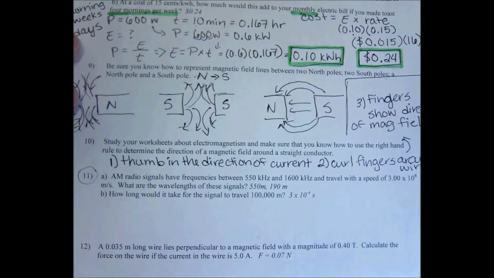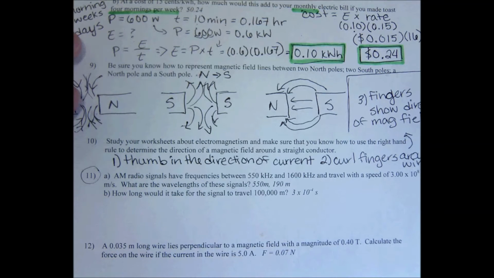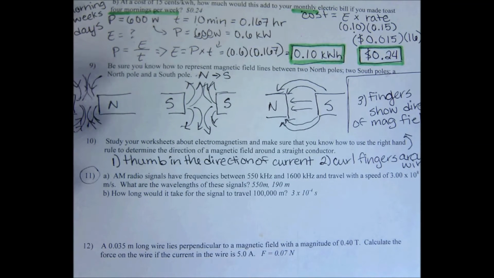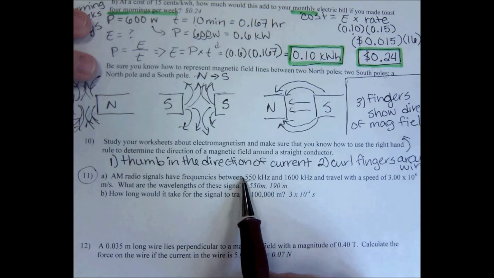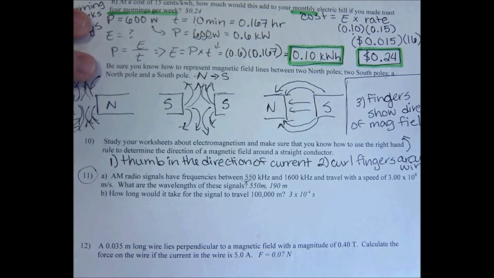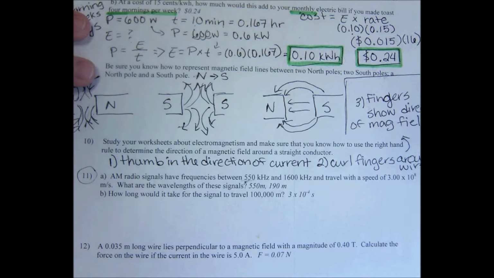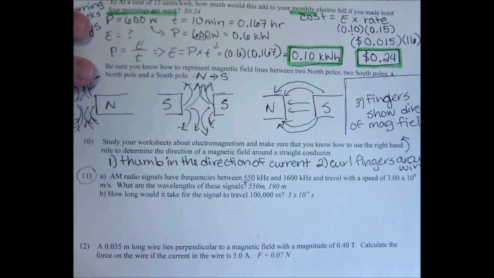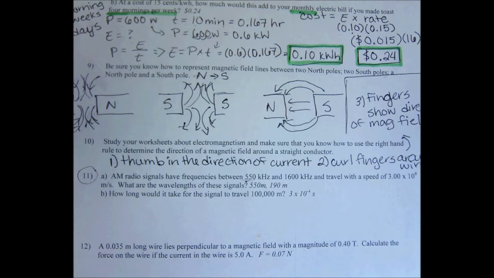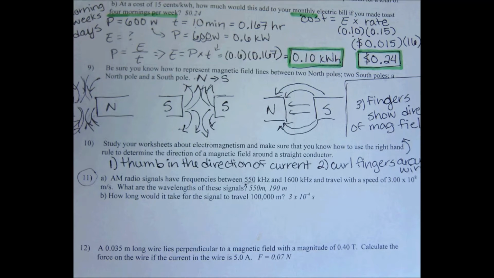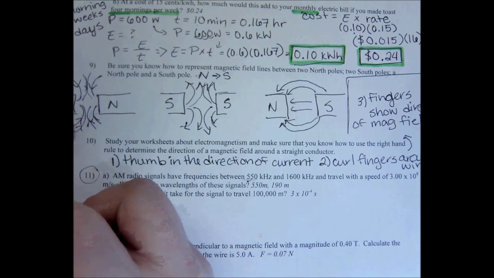All right, here is our odd man out question. This is actually a waves and sound question. It says AM radio signals have a frequency between 550 kilohertz and 1600 kilohertz and travel with a speed of 3 times 10 to the 8th. What are the wavelengths of these signals? A lot of people, when they saw problems like this, thought they needed to subtract the 2 frequencies. You don't. It's basically just 2 separate problems.